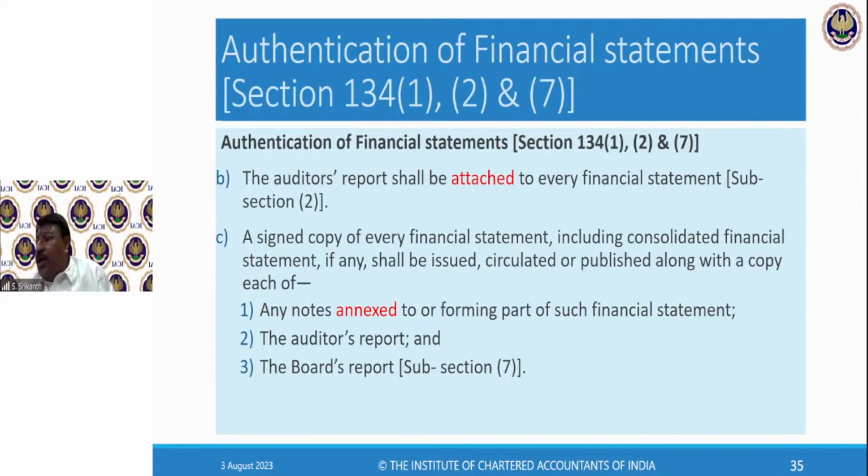So the auditor's report, do you remember what I told you about attached, annexed and all in the last class? Please remember, the auditor's report shall be attached, which means only clipped. We are only clipping. You remember that day's class, clip. Whereas the signed copy of every financial statement, including CFS, if any, shall be issued along with a copy of any notes annexed. So, balance sheet, P&L is annexed. P&L itself is an annexure to the balance sheet.